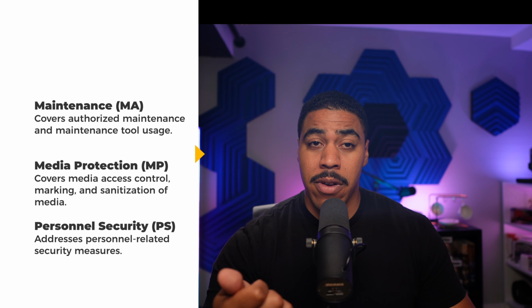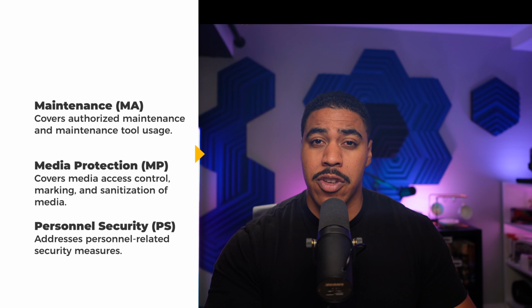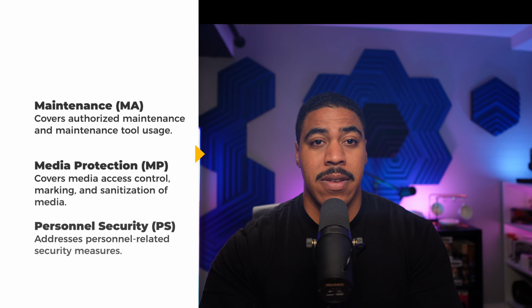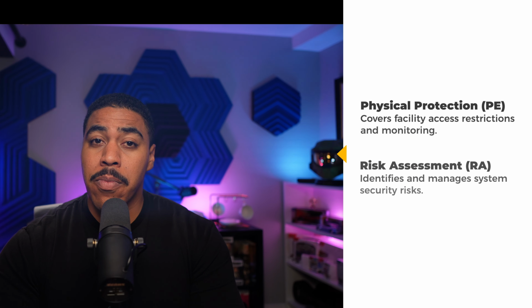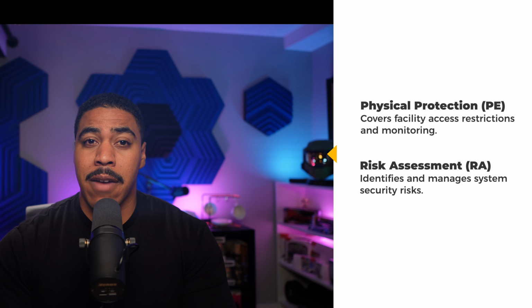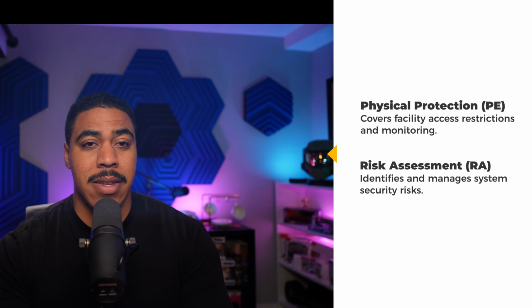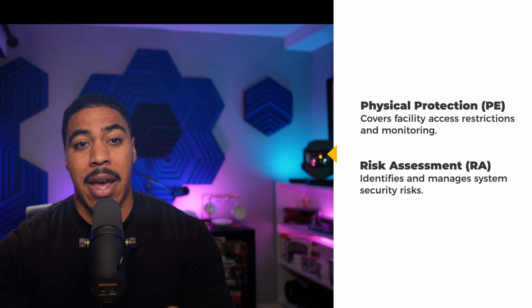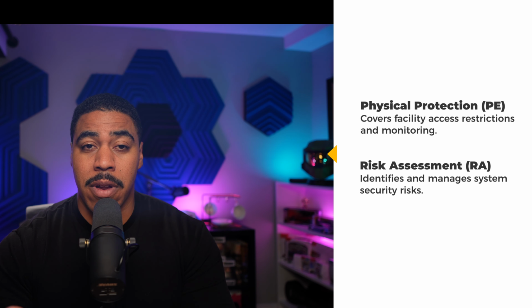Then we have personnel security. So there are 2 requirements here. This addresses your personnel-related security measures, and it covers screening before granting access to CUI assets and/or information. Then we have physical protection, 6 requirements here. This covers your physical access to facilities and systems, and it covers your facility access restrictions and monitoring. Then we have risk assessments. There are 3 requirements here. It identifies and manages security risks, and it covers your vulnerability scanning as well as your vulnerability remediations.